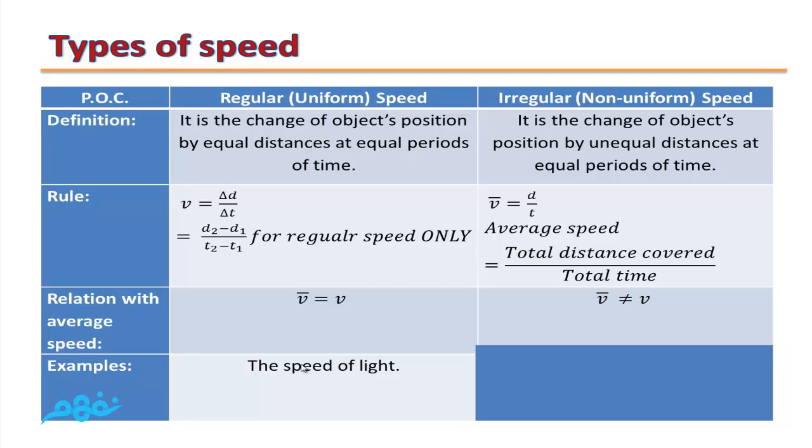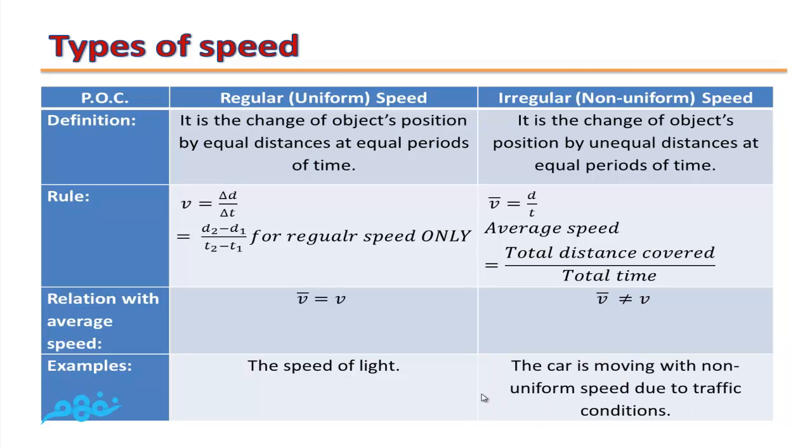Examples: the speed of light is the only example that we can give for regular or uniform speed. Examples for irregular speed, of course, the car which is moving with non-uniform speed. This is of course due to the traffic conditions.